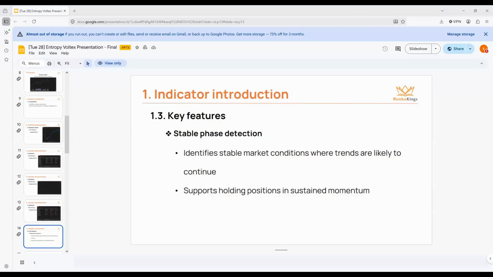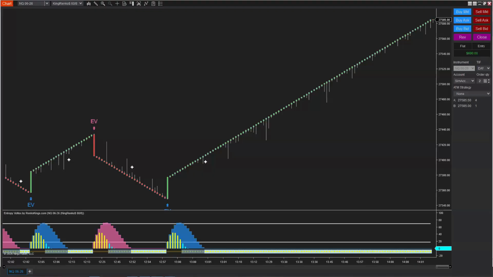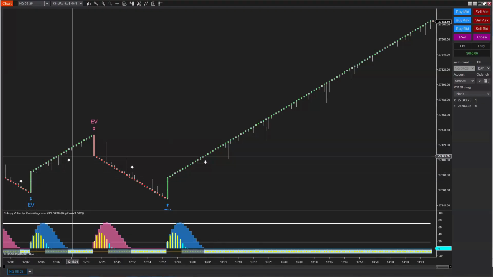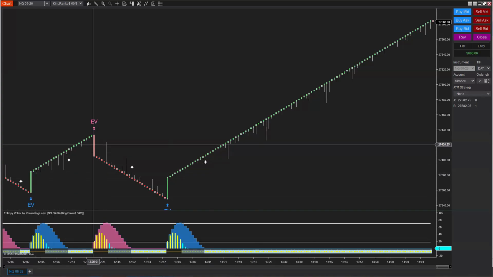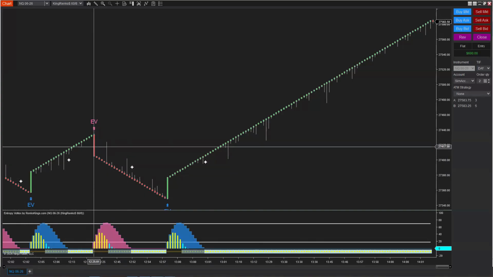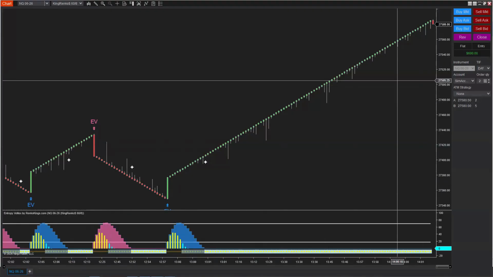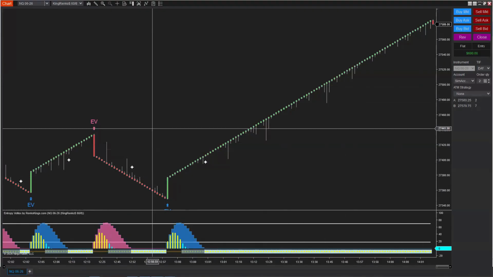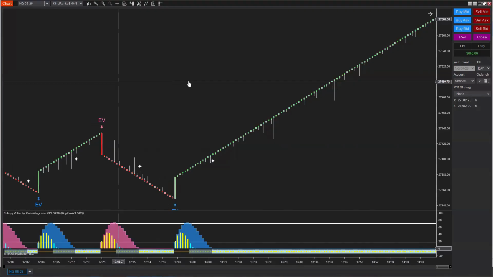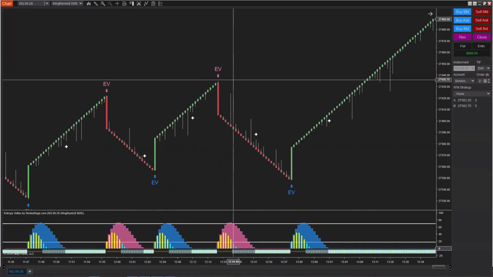So let me see if I can find it in Zoom. It's this one, right? Boom. Okay. So stable, meaning we have a long and the market continues the move. We have a short and price action continues. We have a long and we have this huge move, right? So this is stable.